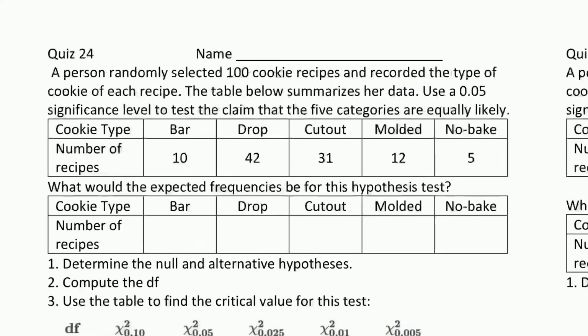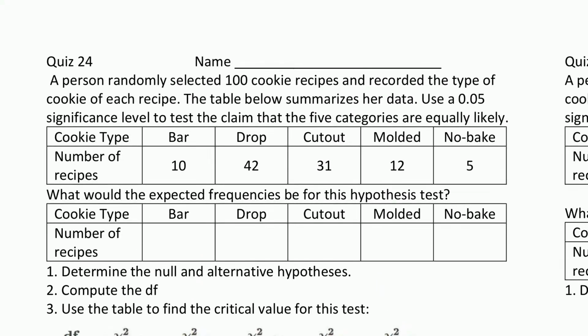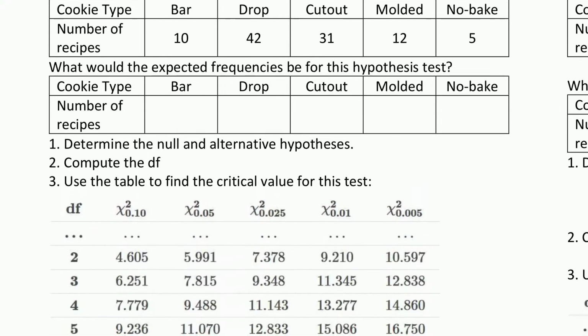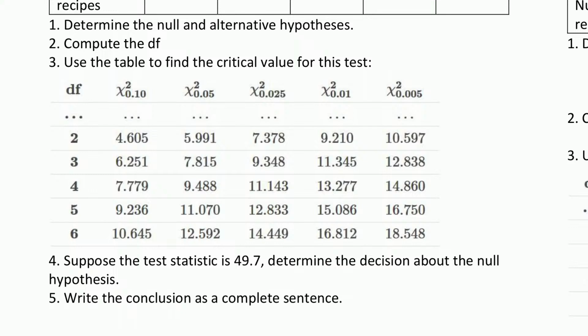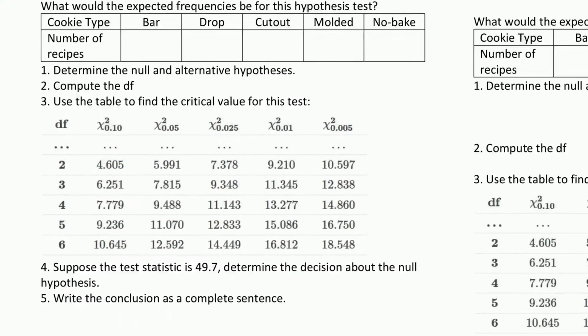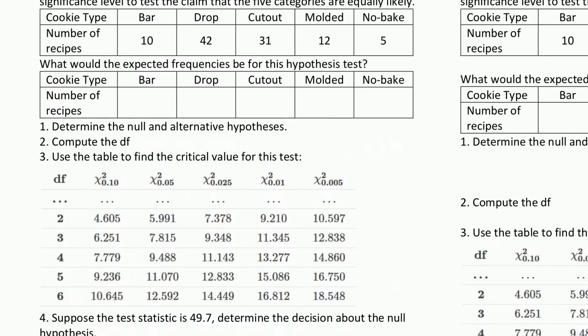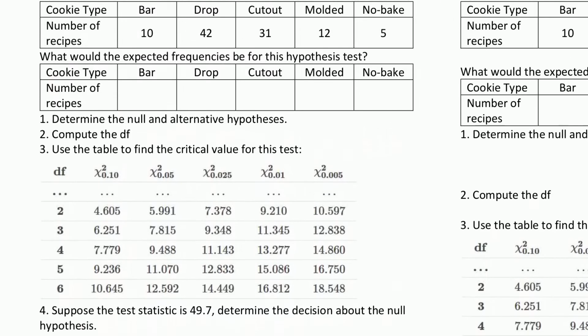Anyway, the 100, you're supposed to figure out the expected frequencies. Pretty straightforward, I hope. Determine their null and alternative hypotheses, and then compute degrees of freedom. And then I've got the table of things here, and I even give you the test statistic. I don't know if you can see it from the back. I'm trying to make it there. That's probably the best I can do for now.